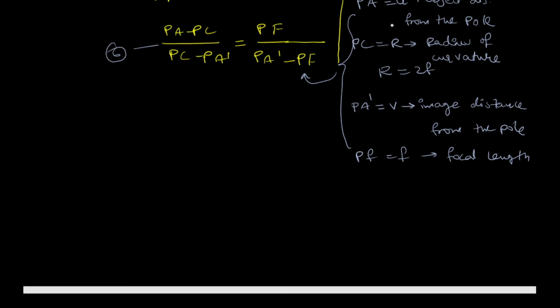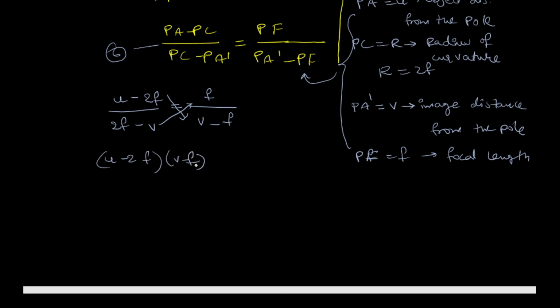Therefore, what is PA we have? PA is equal to U minus, what is PC? PC is 2f. 2f by PC value is 2f minus, what is PA prime? We have V, which is equal to, what is PF? PF we have small f by, what is PA prime? It is V minus PF, small f. Okay, now you just cross multiply. Here you just do cross multiplication. Therefore you will have U minus 2f into V minus f. This will be equal to f into 2f minus V.